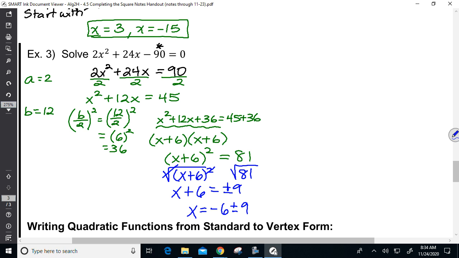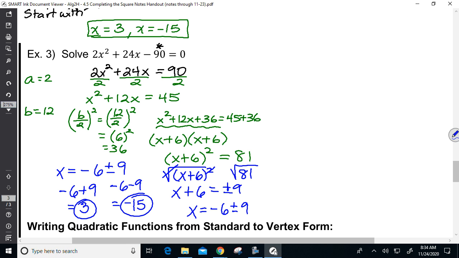So remember, it can't stay that way. Negative 6 plus or minus 9. Those are both whole numbers, so you're required to separate it. So negative 6 plus 9 is 3. Negative 6 minus 9 is negative 15. That's it. Problem's over.